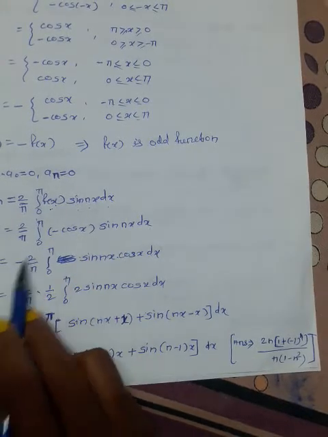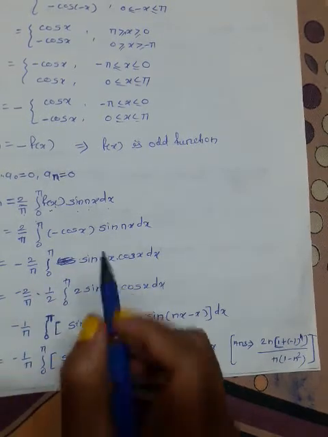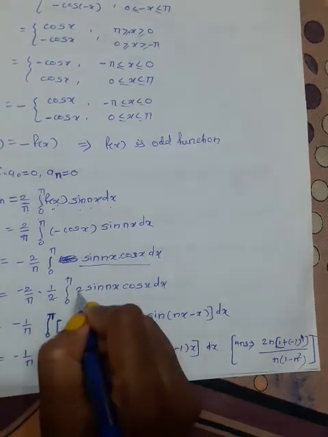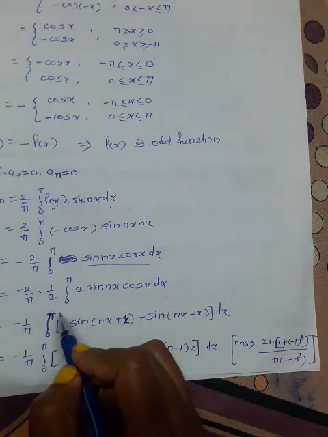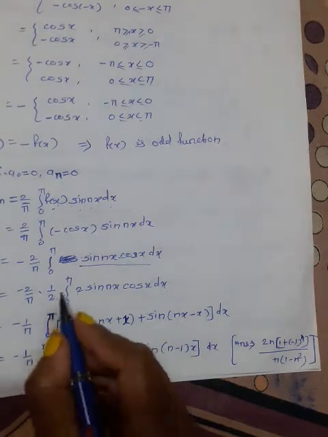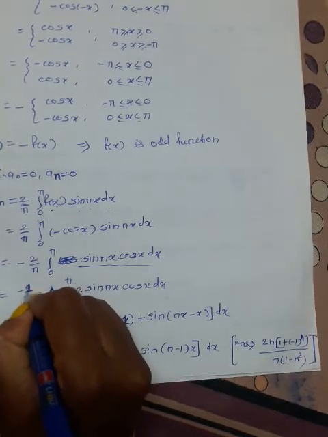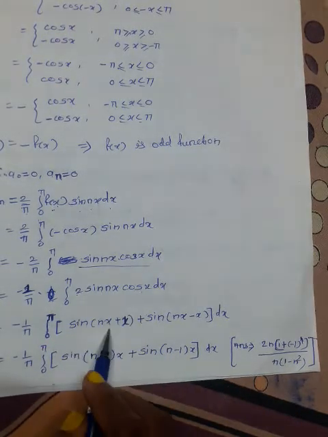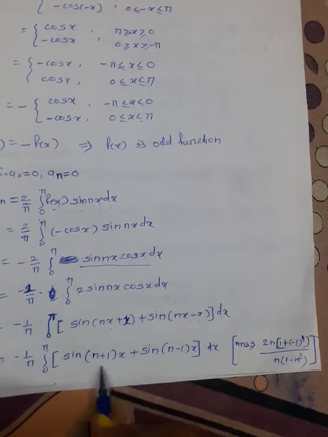Now take this minus outside, minus 2 by pi integration, take this sin first then cos x dx, because we have the formula for sin a cos b. Now adjust the 2 here, or you can take 1 by 2 directly. Take this 2 inside, we get 2 sin a cos b. Formula is sin of a plus b plus sin of a minus b, minus 1 by pi outside as it is. Now take this x outside of the angle.